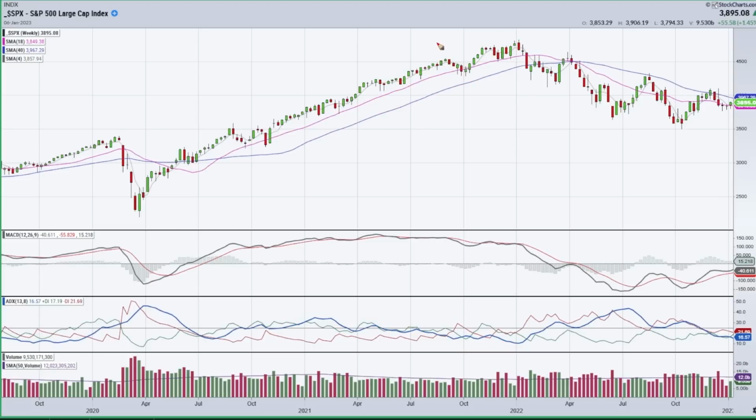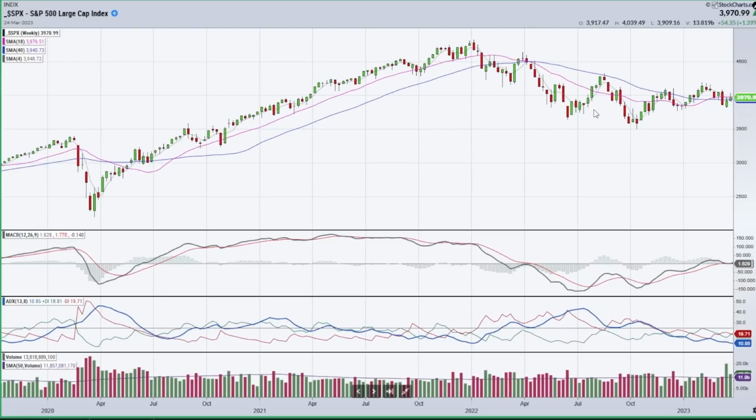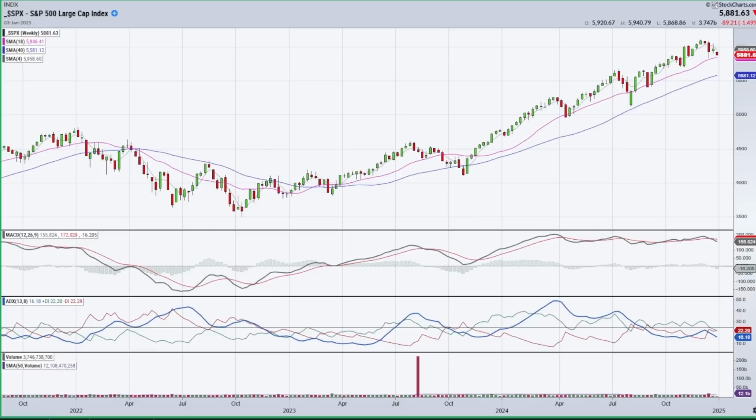And we see how this is showing an early warning sign that there's a problem developing in the momentum. And then we get the violent break of the 18. And that leads into the bear market decline. So we want to keep an eye out for this. Now, let's go to the present day.